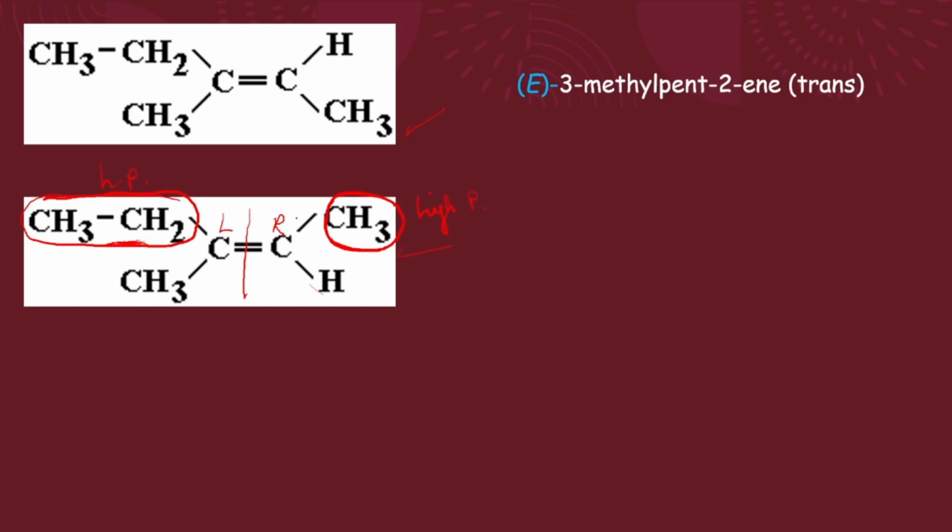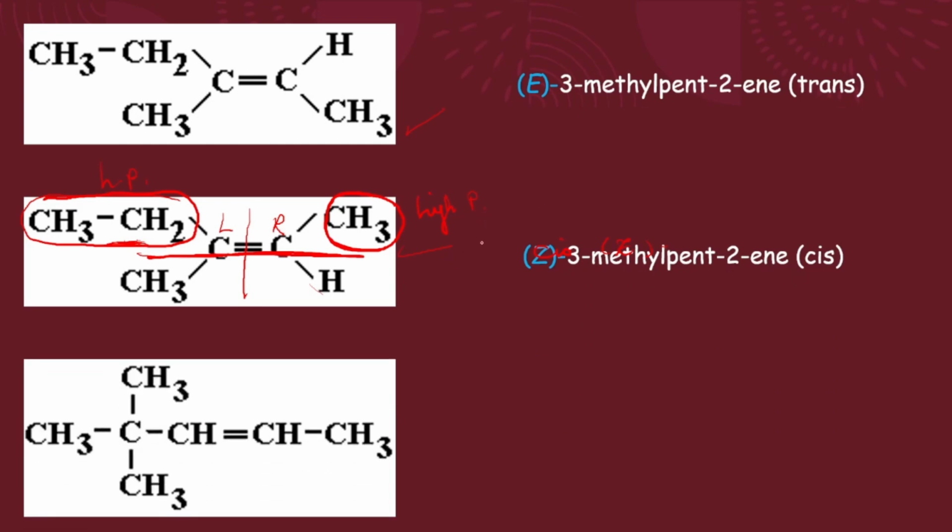Okay, now we have the two higher priority groups above the axis of the double bond, so they are on the same side. This means that this is the cis isomer, or the Z isomer, of 3-methylpentene, which is the cis. Okay, let's go to this compound.